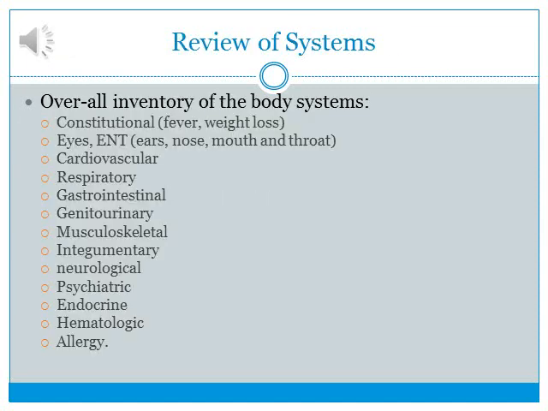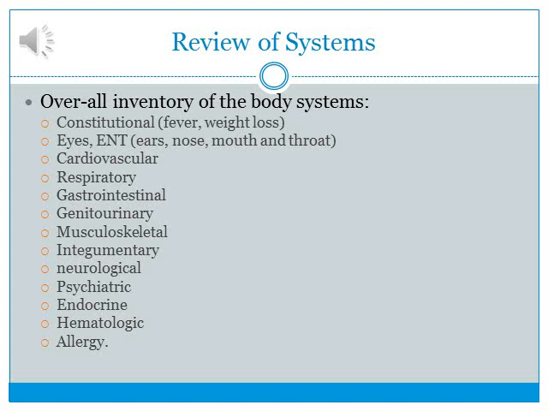The review of systems is an all-over inventory of the body systems and reported symptoms the patient has. The following are Medicare-recognized body systems: the constitutional, which includes your fever and weight loss, eyes, ENT, cardiovascular, respiratory, gastrointestinal, genitourinary, musculoskeletal, integumentary, neurological, psychiatric, endocrine, hematologic, and allergy.